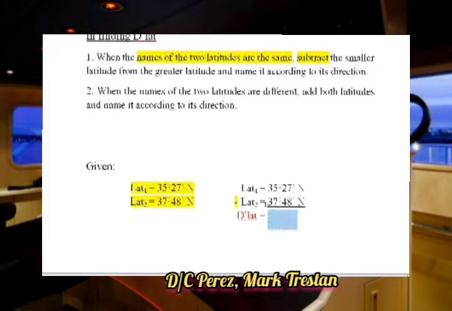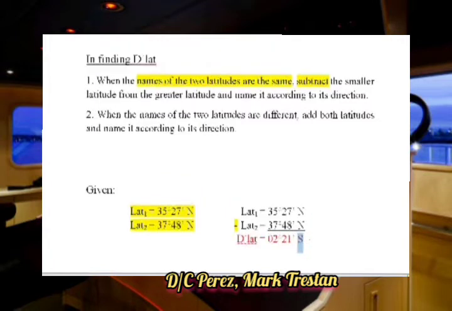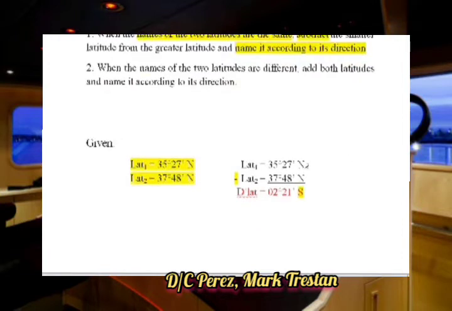equals 2 degrees and 21 minutes south. Why south? Because it is the direction. According to rule number 1, name it according to its direction. In latitude 1 going to latitude 2, the direction is going south. Therefore, the answer is south. So the D-lat for the given problem is 2 degrees and 21 minutes south. That's all.